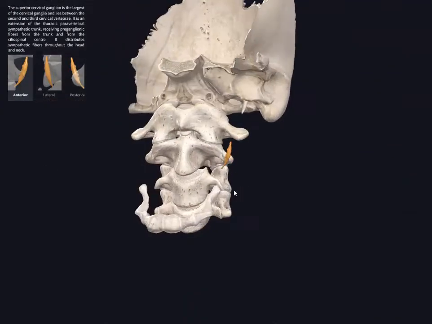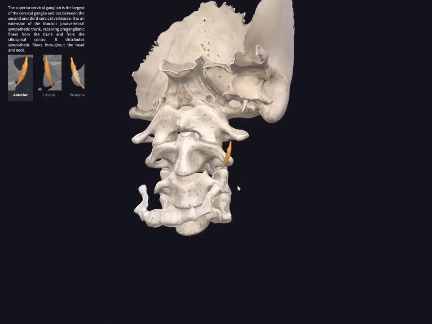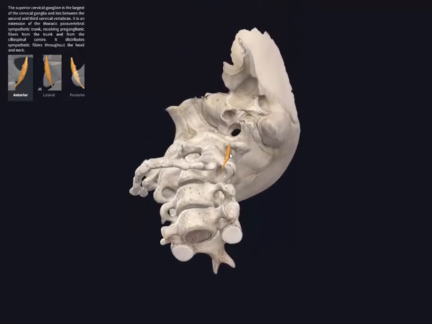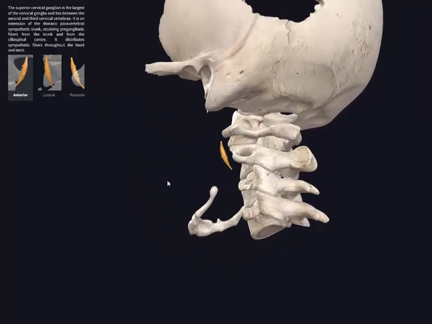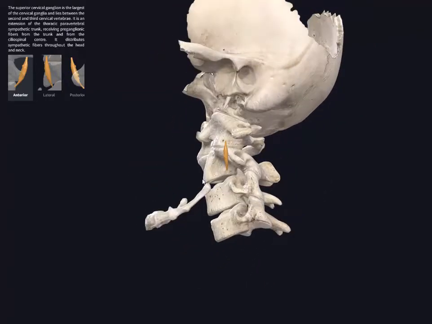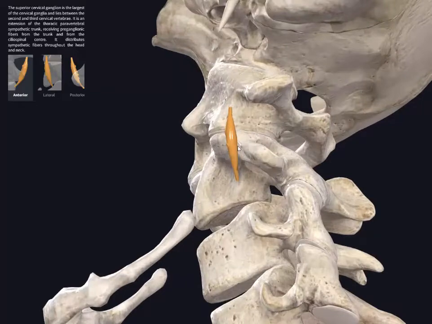If I isolate it, you can see where it sits pretty close to the inferior aspect of the skull. But if you're looking from the root of the neck and you work your way medial to the carotid sheath and then all the way upwards, you can see here is your superior cervical ganglion. In my mind, it always looks like 2 or 3 beans that were rowed end to end, and then someone stepped on them and squished them a little bit. That's kind of what it looks like.